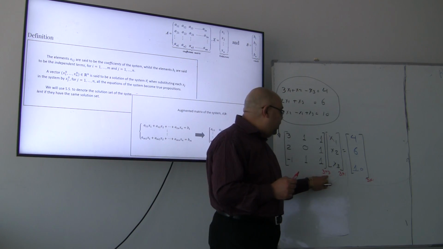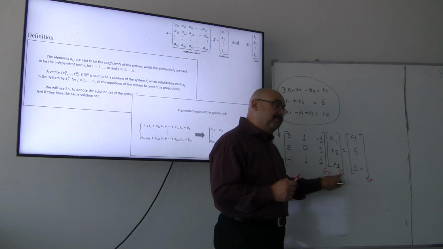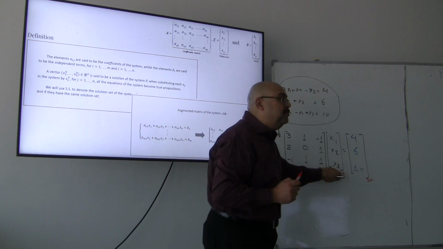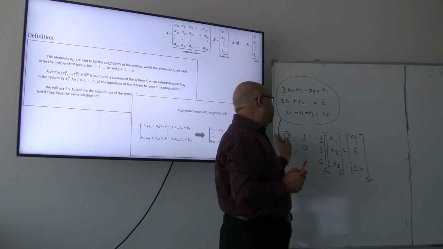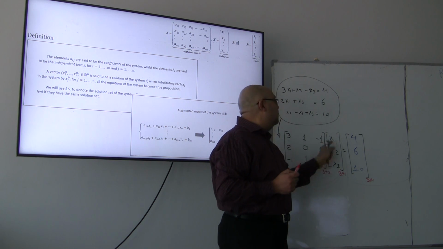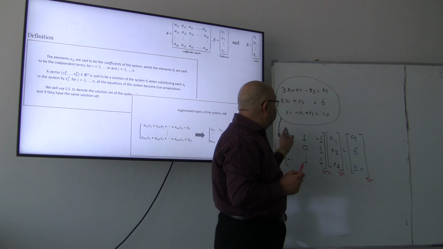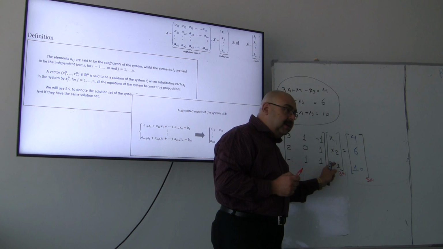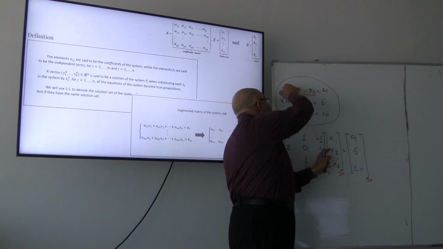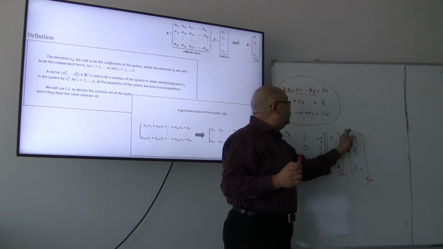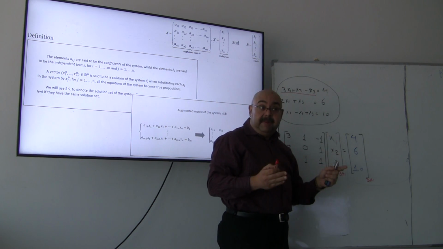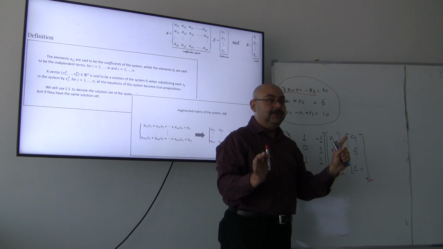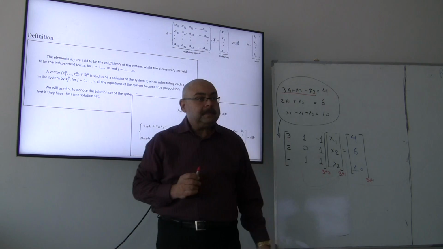Great. The number of columns, 3, equals the number of rows of the second, so it's possible to multiply them. So we try to multiply. I will multiply the first row by the column. It's going to give you 3x1 plus x2 minus x3, which is actually the first equation, and it equals 4. So simply, a system of equations can be written beautifully in matrix form.